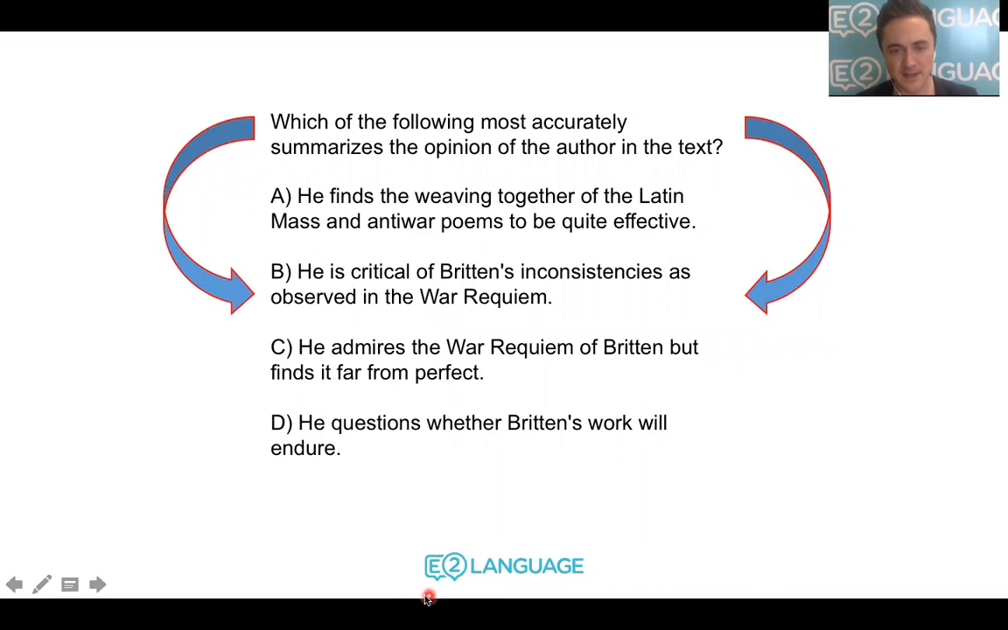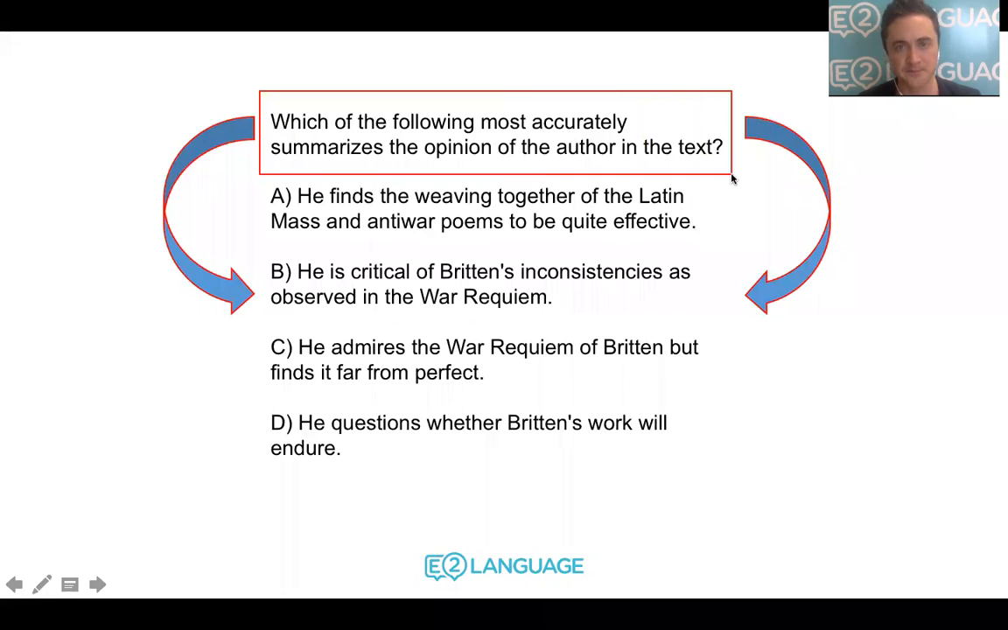So let's look at this one here. Let me draw something around here. Okay, so this is the question prompt, which we just looked at before. And it says, which of the following most accurately summarizes the opinion of the author in the text? Now, if we can't connect these two, then we're really in trouble.